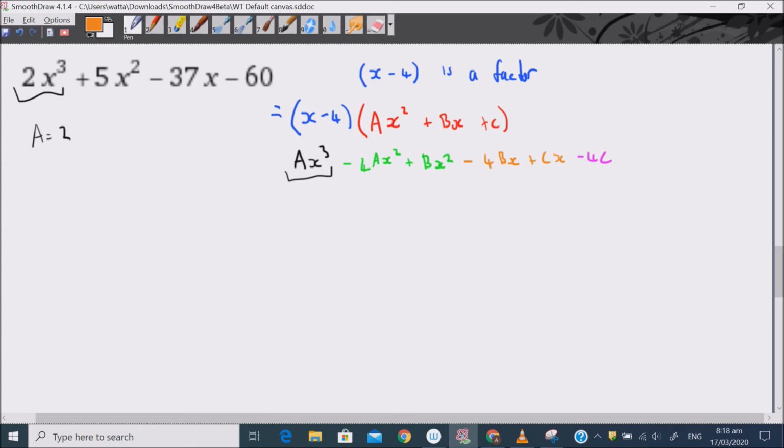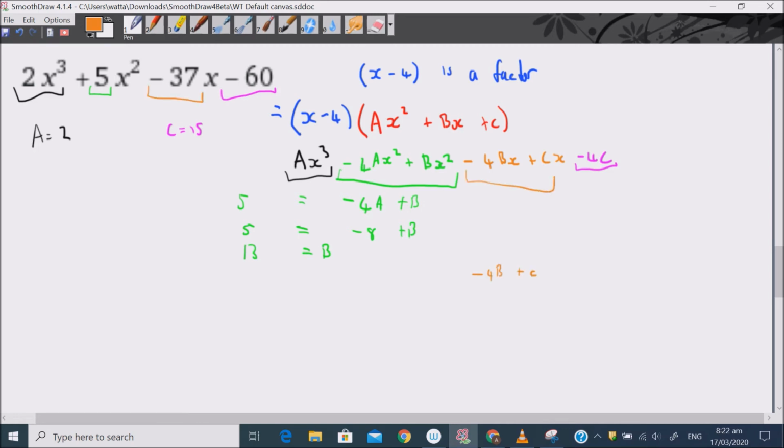I can see from looking at the x cubed term, a has to equal 2. Looking at the last term, negative 4c has to equal negative 60, so c is equal to 15. Now comparing the x squared coefficients, they have to equal 5. Since I know what a is, I can work out that b has to equal 13. Now I'll do the same thing for the linear terms. Negative 4b plus c has to equal negative 37. I don't really need to do this one, but just to prove that it works, by rearranging this equation, I can find c is equal to 15. Already found that, but just proving that it worked.